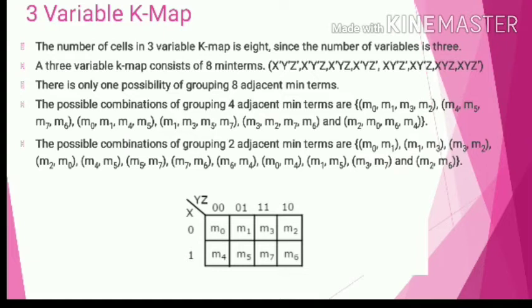The next possibility is the possible combinations of grouping 2 adjacent minterms: m0, m1; m1, m3; m3, m2; m2, m0; m4, m5; m5, m7; m7, m6; m6, m4; m0, m4; m1, m5; m3, m7; and m2, m6. Once again, remember the important point: the adjacent cells differ only in a single bit position.